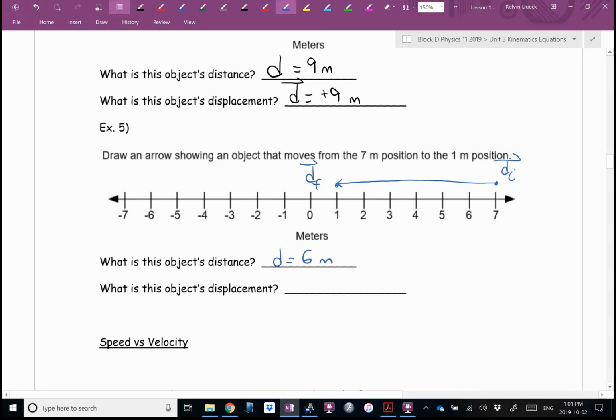What's this object's displacement? Same magnitude, 6, but what direction? Good. Now, so far, I've been giving you numbers less than 10 on a number line. We're going to come up with a more mathematical equation way to solve these, because I want to do examples that are more real-life-ish as opposed to this made-up stuff. But okay, we're doing terminology right now.